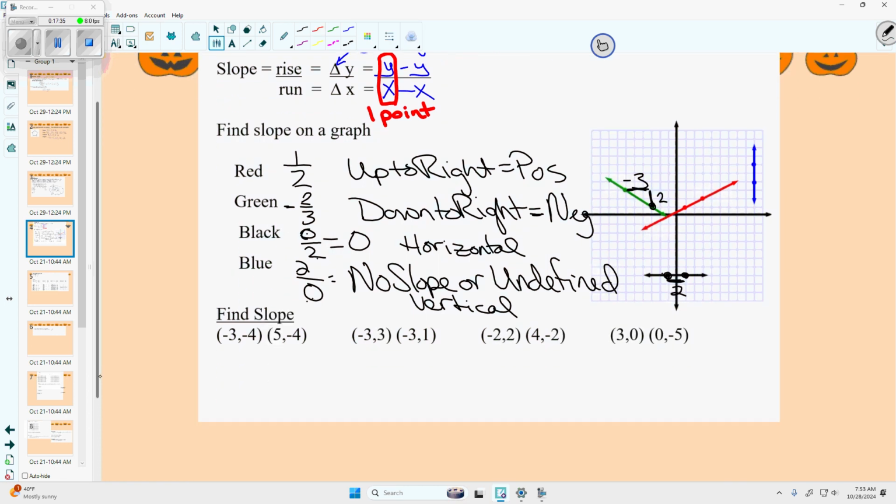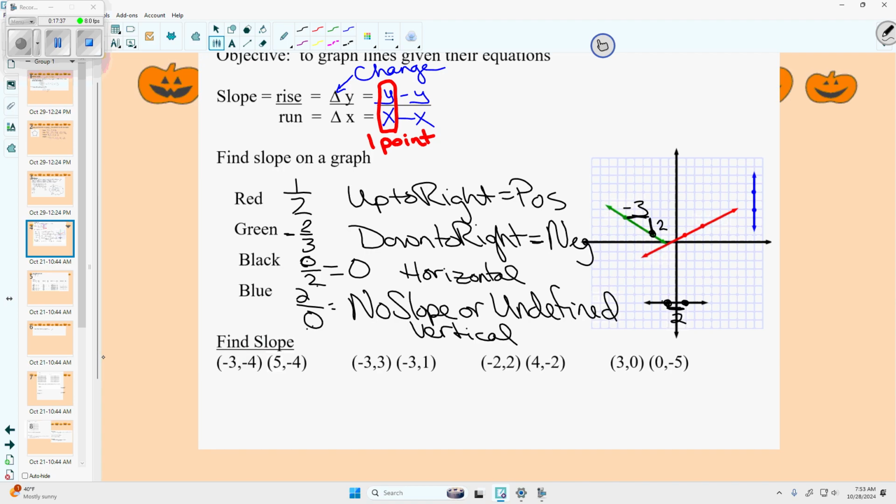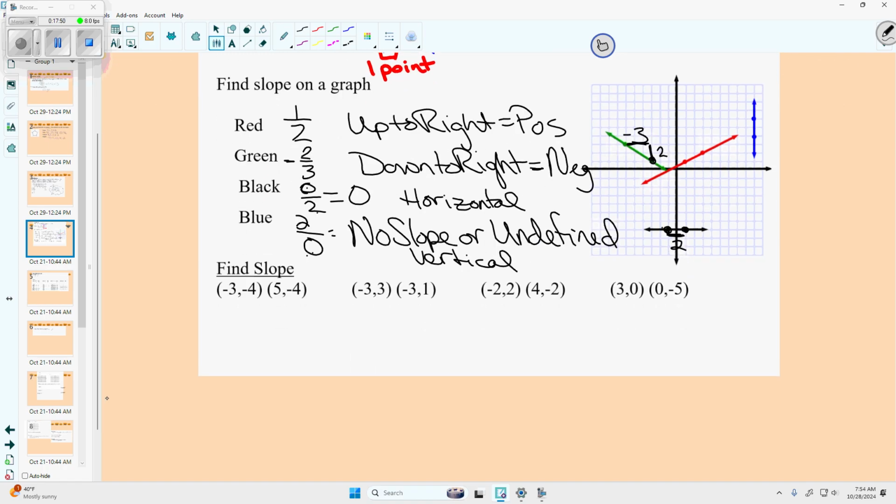So on to that end, these next ones I don't have a graph. All I have are the points. So I don't want to have to graph it then. So let's use the formula that's up here, which is y minus y over x minus x. Which one's x, which one's y in my points?